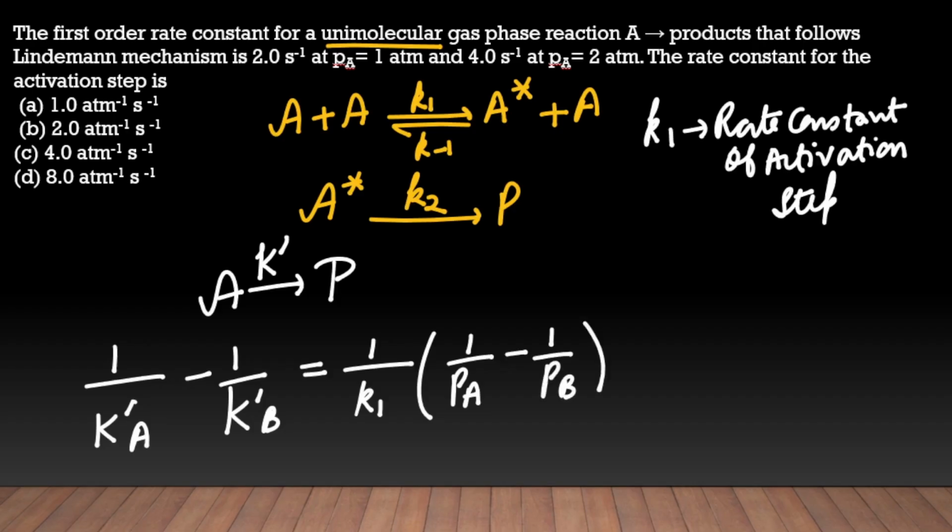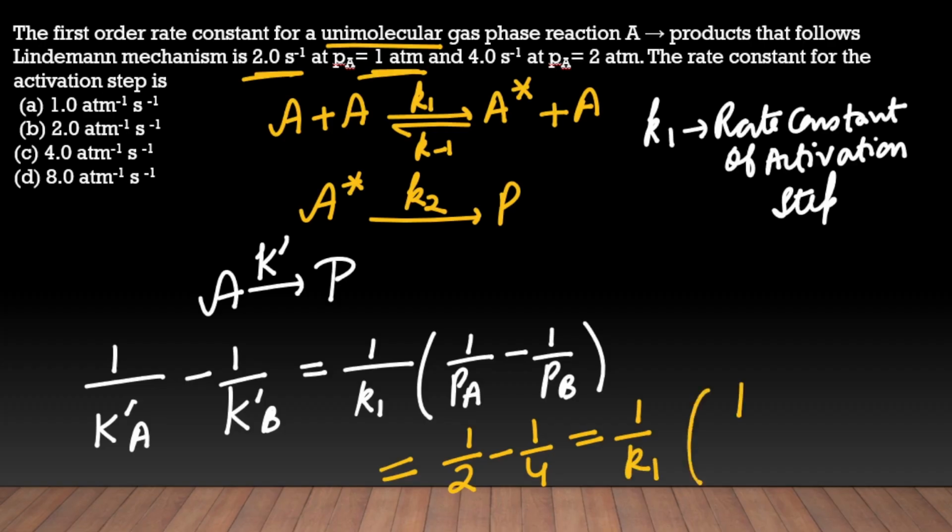So now these values are known to us. Substitute these and find the answer. 1 by K, the observed rate constant at the pressure 1 atm, is 1 by 2, minus 1 by 4. This is equal to 1 by K1 into 1 by pressure, which is 1 atm, minus 1 by 2. Right? So just solve this now.